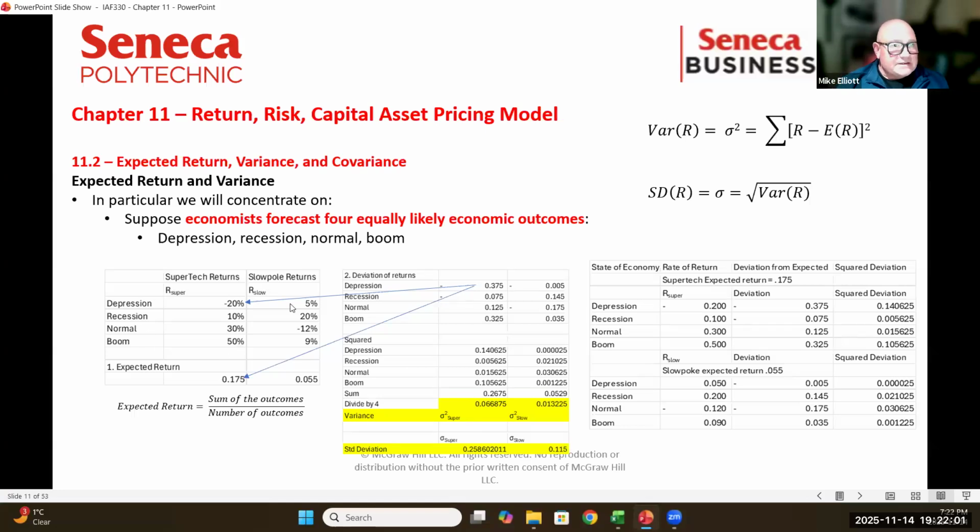So what have we done? We took our states here. We found our expected returns. We found the deviations by subtracting our returns from the expected returns. And then we came up with our variance and our standard deviation. What does the standard deviation tell us? The standard deviation tells us that our expected return is 17.5%, 68% of the time, plus or minus 0.2586.